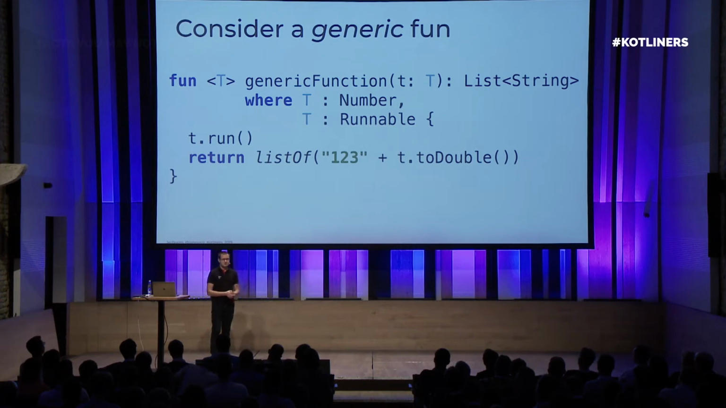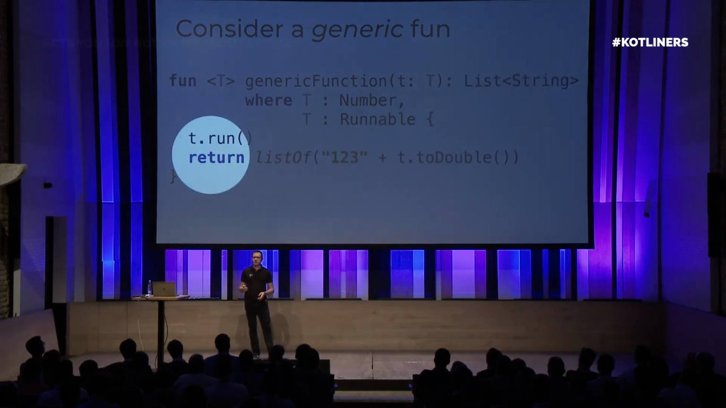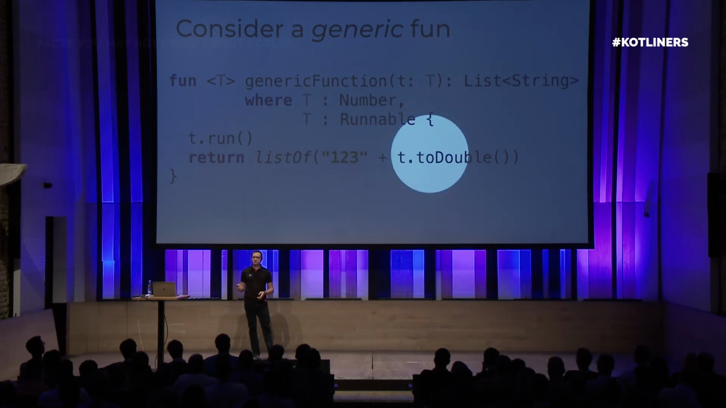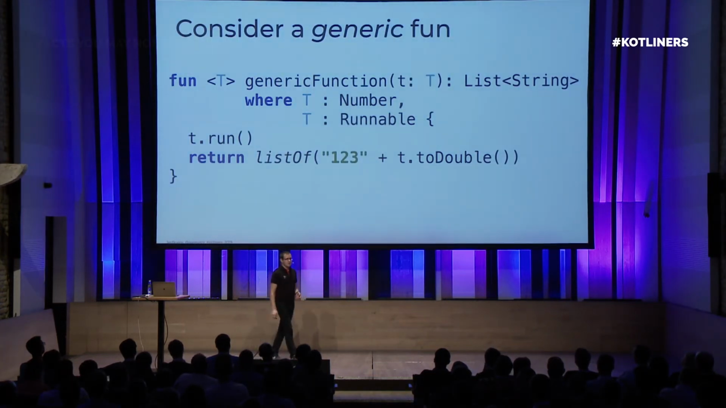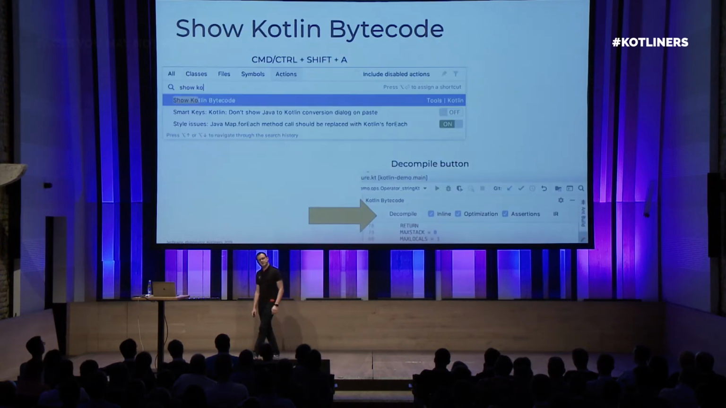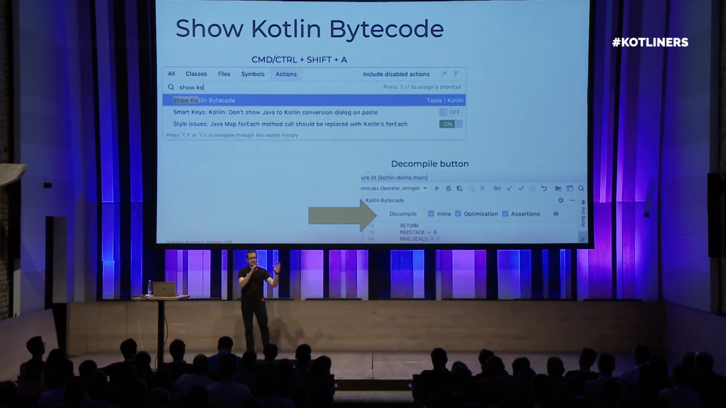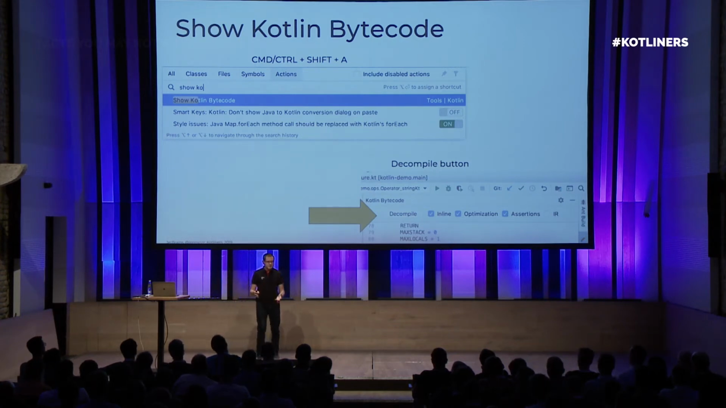So I have a generic function with constraints, and it returns a list of strings, right? It calls something on the Runnable interface, and it calls toDouble from a number. And now, tell me, do you know this trick? I press Command-Shift-A or Control-Shift-A, and I pick the action Show Kotlin Bytecode. This is the Kotlin compiler compiling my source code into a JVM bytecode class file. Then I click the Decompile button in the tool window on the right, and it calls the Java decompiler to decompile this bytecode back into Java, not into Kotlin.